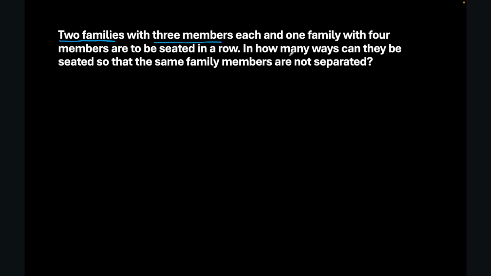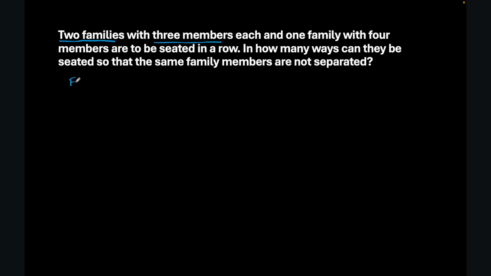Next question. We're asked that 2 families with 3 members each, and 1 family with 4 members are to be seated in a row. In how many ways can they be seated so that the same family members are not separated? Okay, super simple. So we have 2 families with 3 members and 1 family with 4 members. So basically we have 3 families in total.